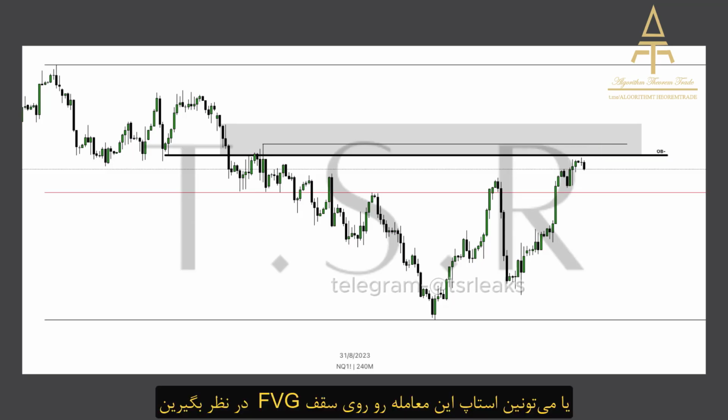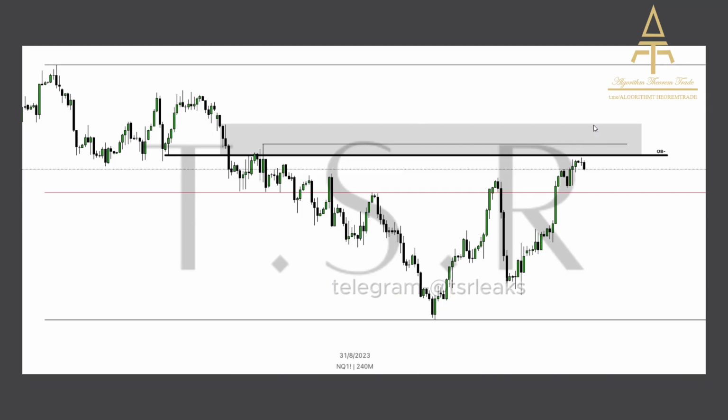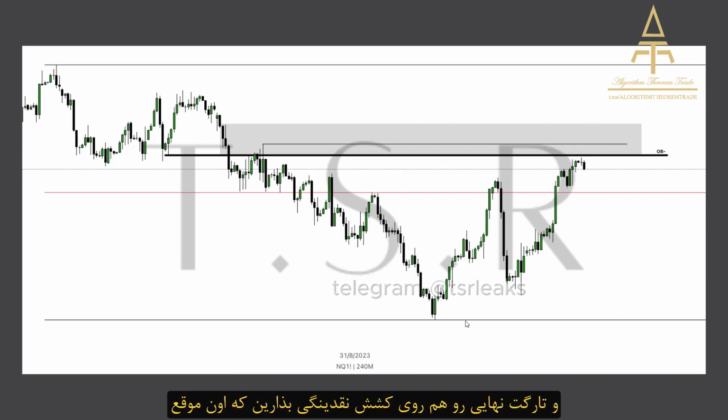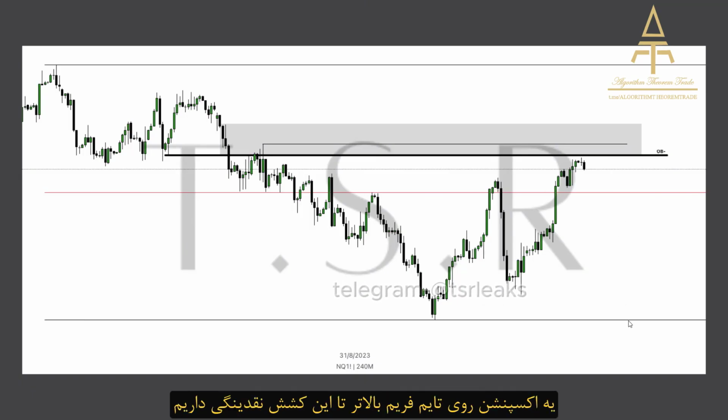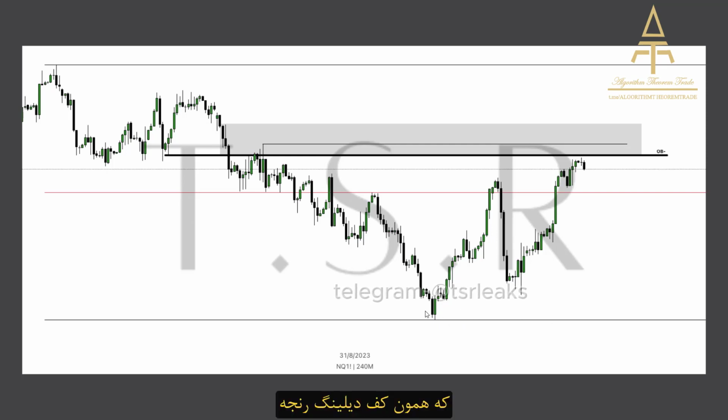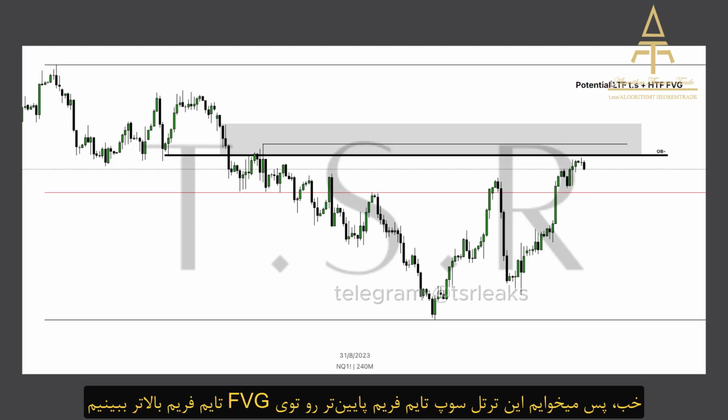Or you can enter this trade with a stop loss at the high of the fair value gap and your take profits to the draw on liquidity, which would then be an expansion on the higher time frame down to this draw on liquidity, the low of the dealing range. All right, so potential lower time frame turtle soup within a higher time frame fair value gap right here.